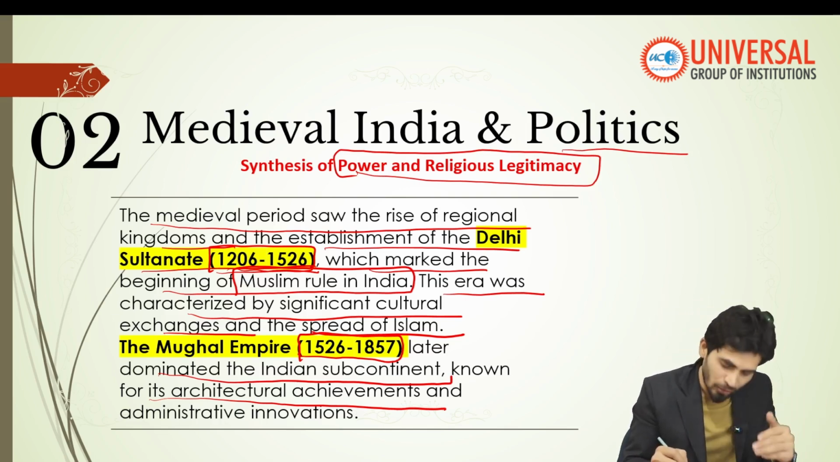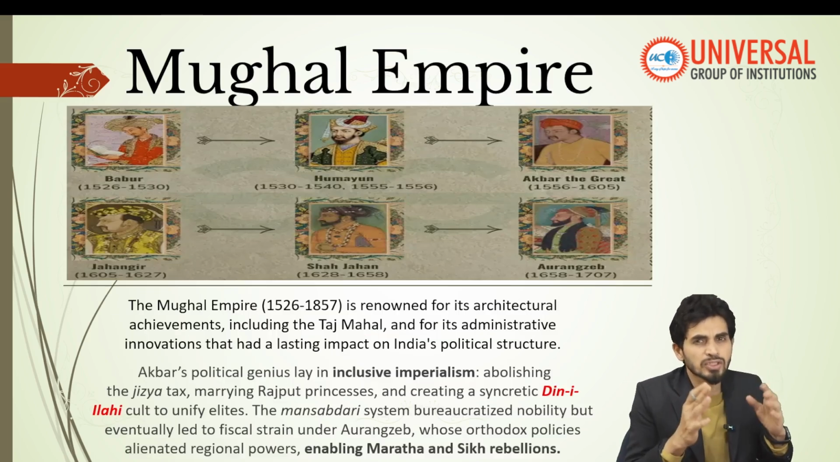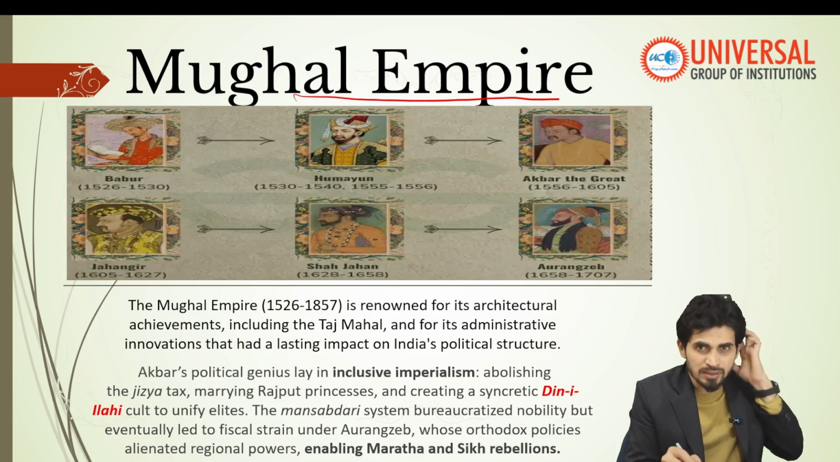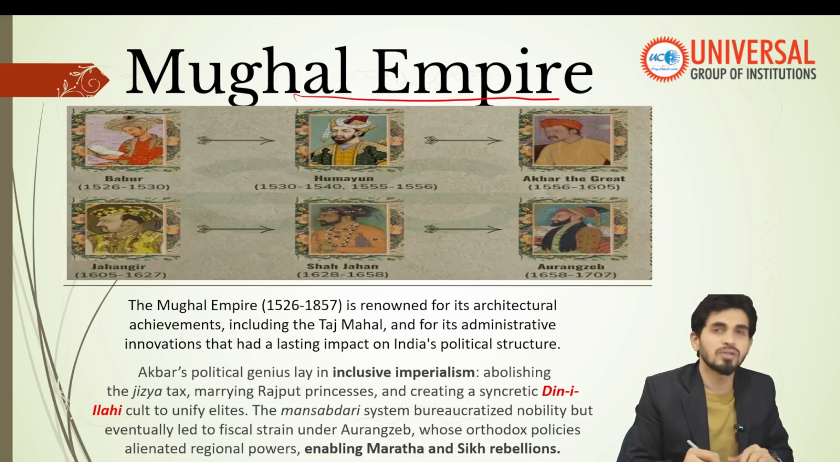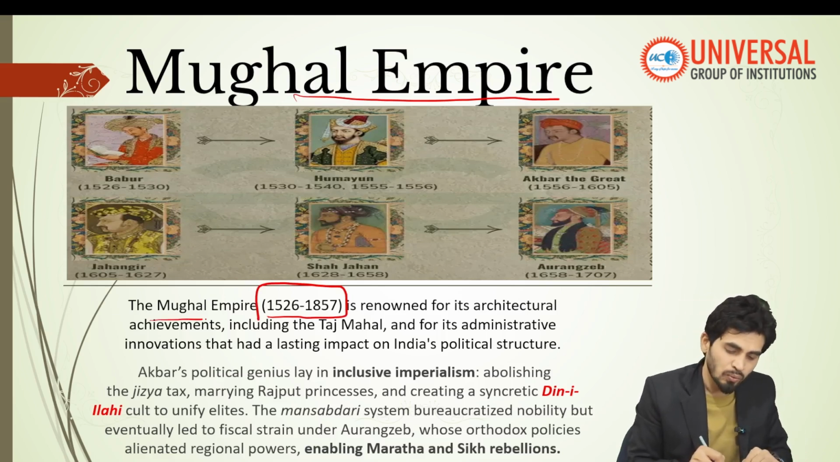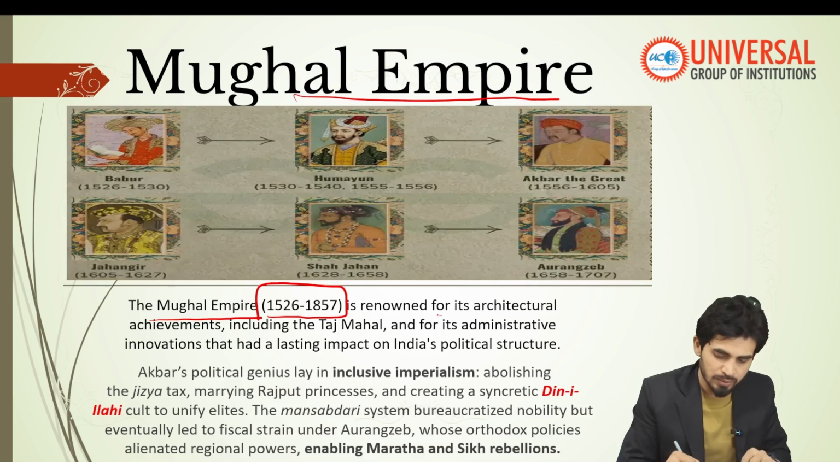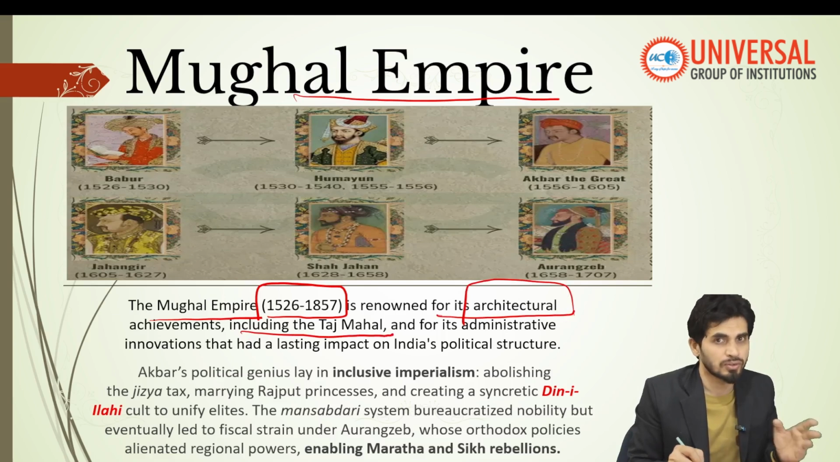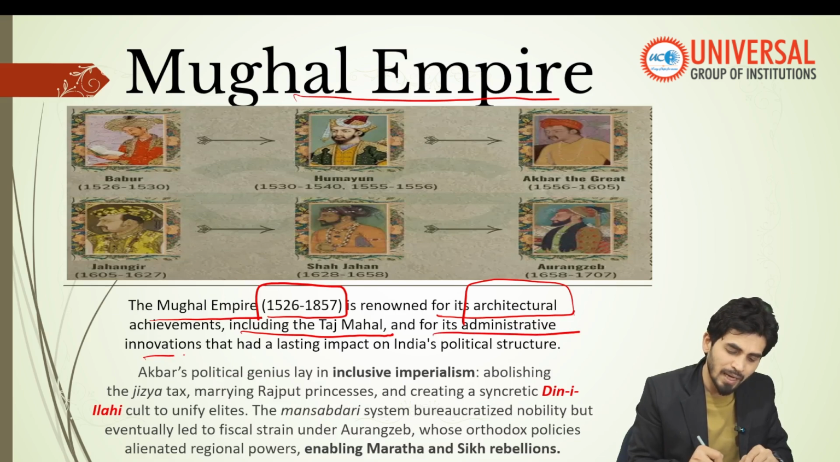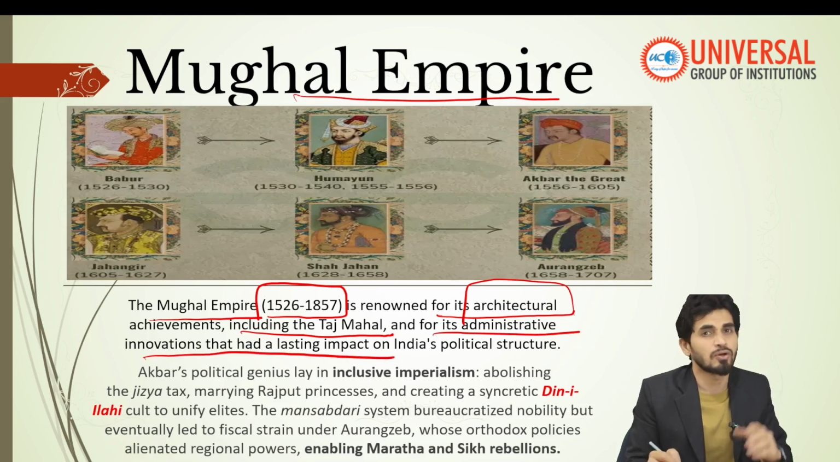Moving on. Now let us draw our attention to the Mughal Empire, whose contribution to the Indian political system is definitely there, because they have been in this country for a long period. Starting from 1526, their empire ended only in 1857 completely. So what did they contribute? First thing they contributed is to the architecture of India. You know, the great Taj Mahal belongs to the Mughal Empire and it is one of the seven wonders of the world. And administrative innovations were a contribution of the Mughal Empire.